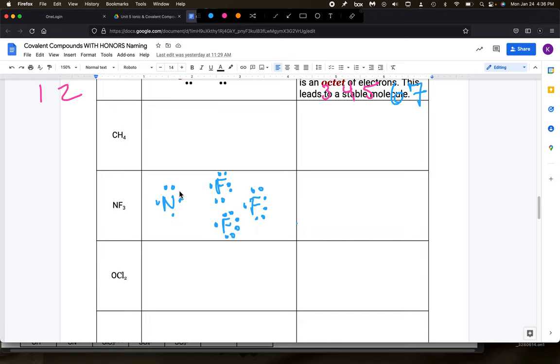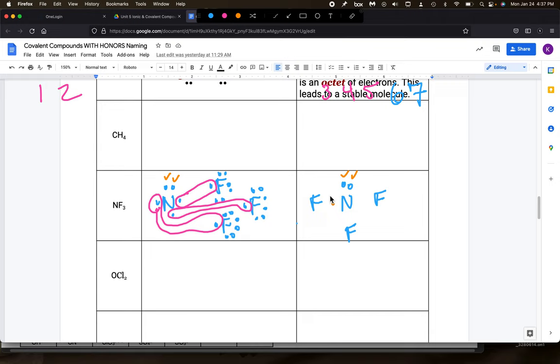So I'm going to switch colors here. I'm going to bond this single electron with this single electron. I'm going to bond this single electron with this single electron. I'll bond this single electron with that single electron. So I bonded 3 of them, but there are 3 different fluorines. So there'll be a fluorine on this side, a fluorine on this side, a fluorine on the bottom, and an N with the 2 electrons that didn't change, showing up here.